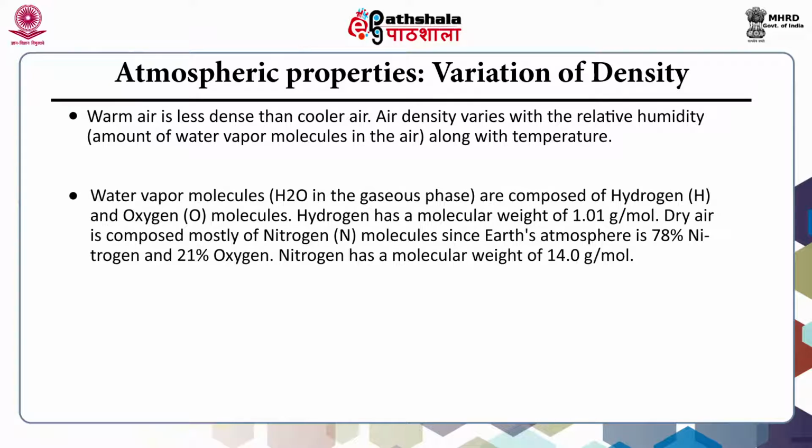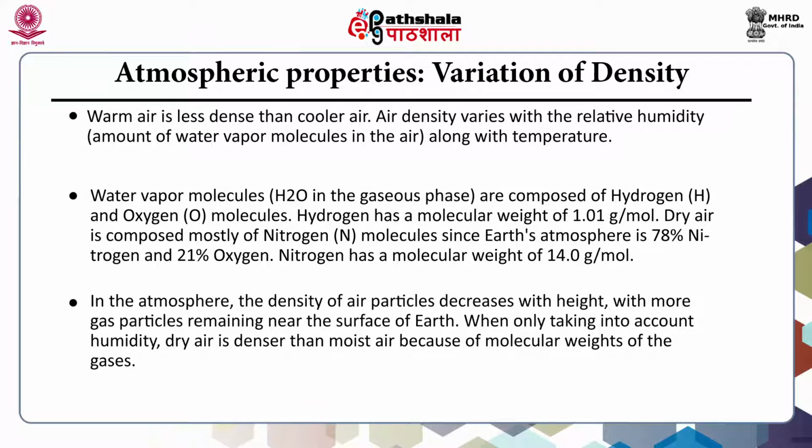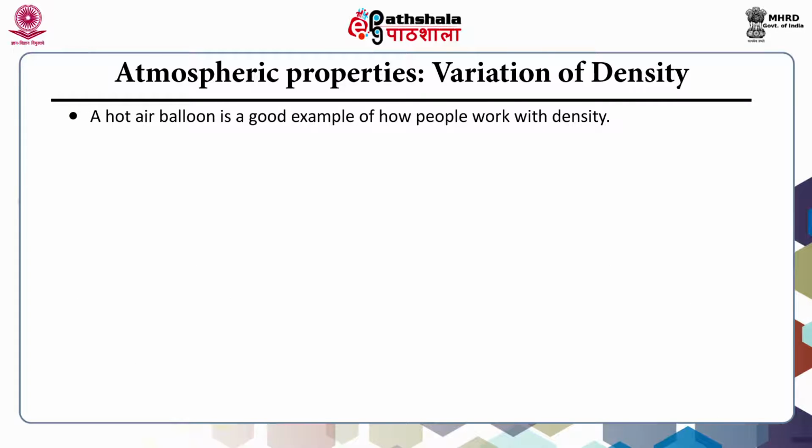Water vapor molecules are composed of hydrogen and oxygen. Hydrogen has a molecular weight of 1.01 gram per mole. Dry air is composed mostly of nitrogen molecules, since the Earth's atmosphere is 78% nitrogen and 21% oxygen. Nitrogen has a molecular weight of 14 gram per mole. In the atmosphere, the density of air particles decreases with height, with more air gas particles remaining near the surface of the Earth. When only taking into account humidity, dry air is denser than moist air because of the molecular weights of the gases.